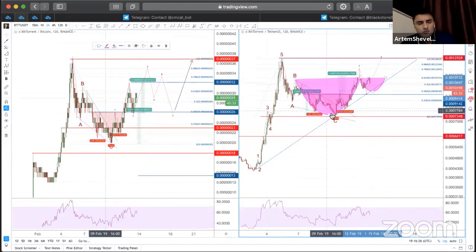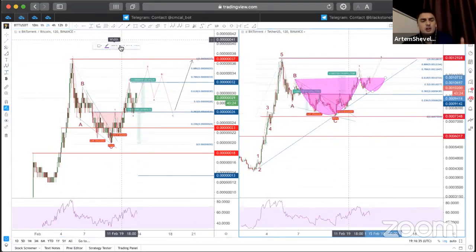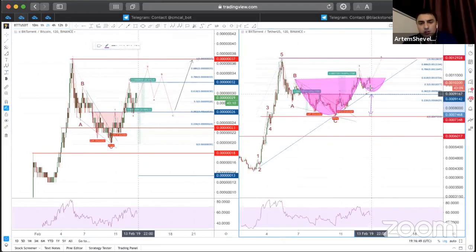And for those who don't know yet how to measure the target of a cup and handle, it's very easy, and you will know right now how to use it. Just measure between the bottom of the cup to the bottom of the handle.